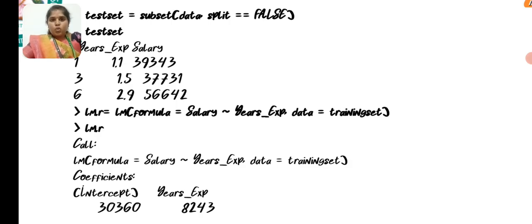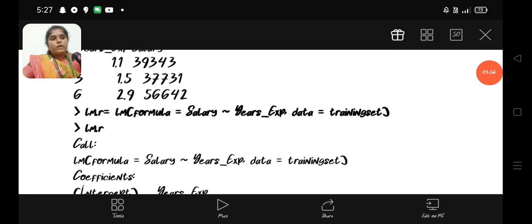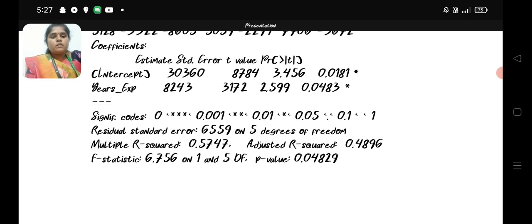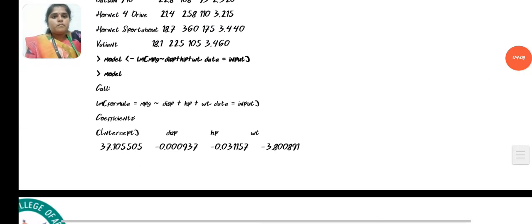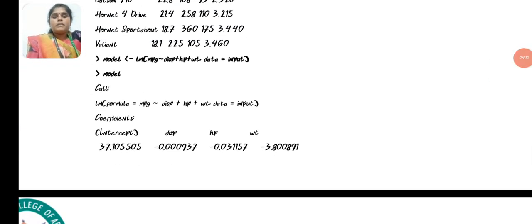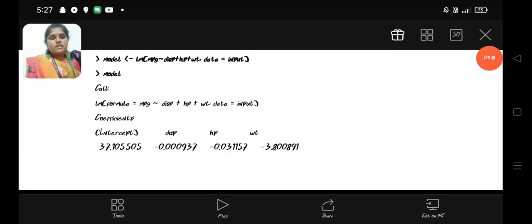The code will all be the same. In the linear model, I give the formula salary tilde years of experience. By using multiple linear regression, I give mpg tilde disp plus hp plus wt. So mpg is always dependent on disp, hp, and wt. That is the symbolic representation of this.